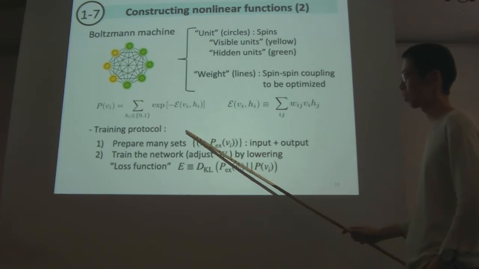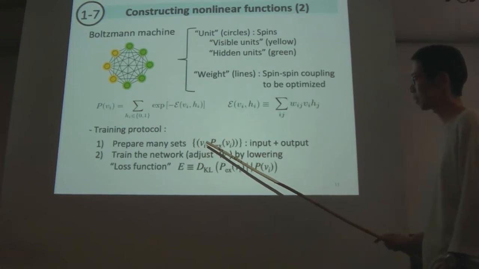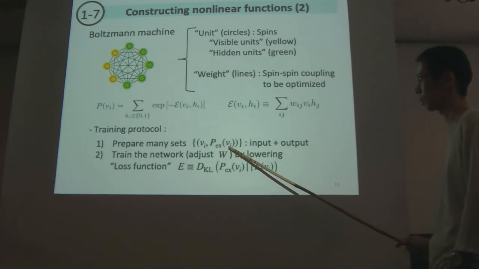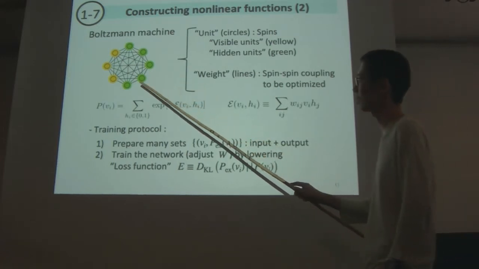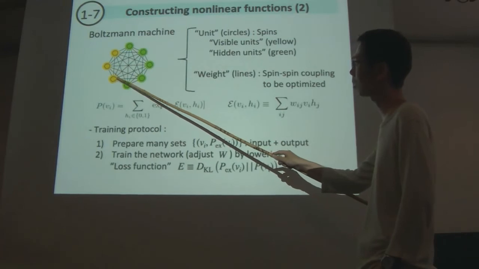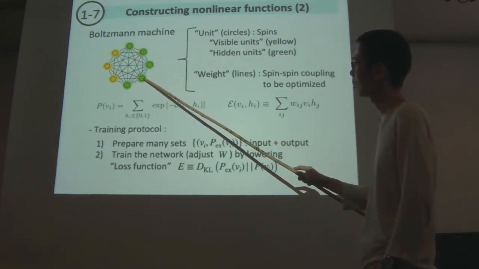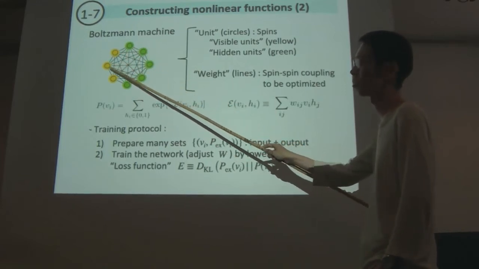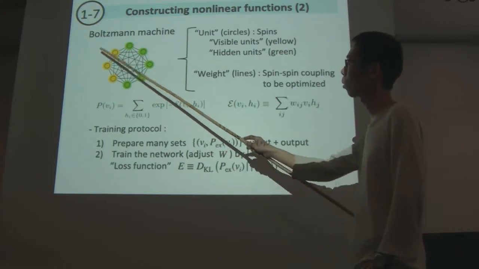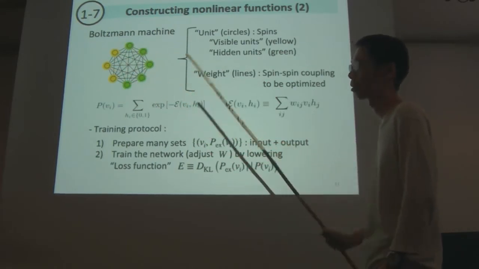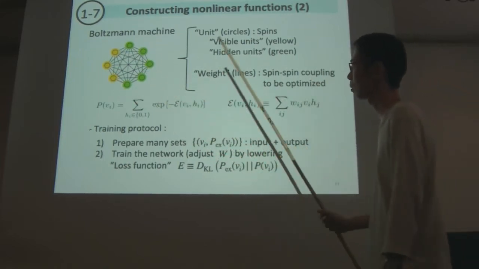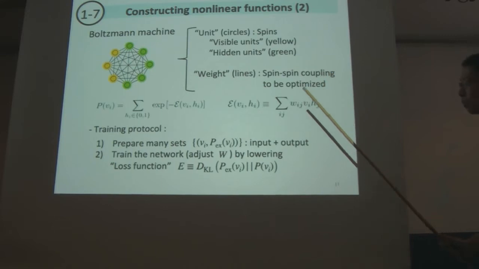Okay, so what is the training protocol? I prepare many sets of the visible unit values and also the physically measured probability distribution for given V. So this is like a material. You have surface atoms, and these are the atoms inside the material, and you cannot observe these spins. You observe just these. And then you just know the probability distribution of these spins in experiments. And you want to train this Boltzmann machine so that it can reproduce those experimental data.